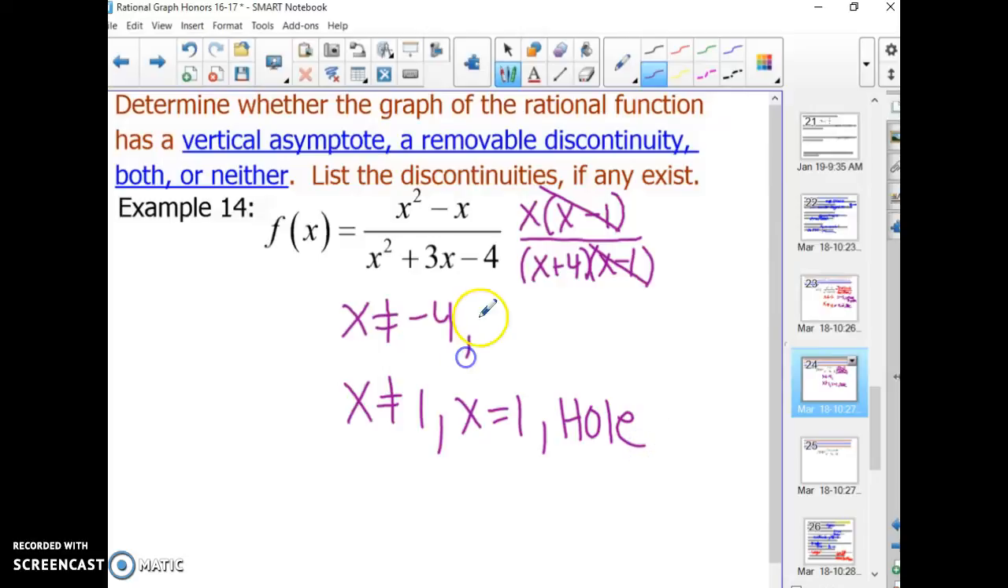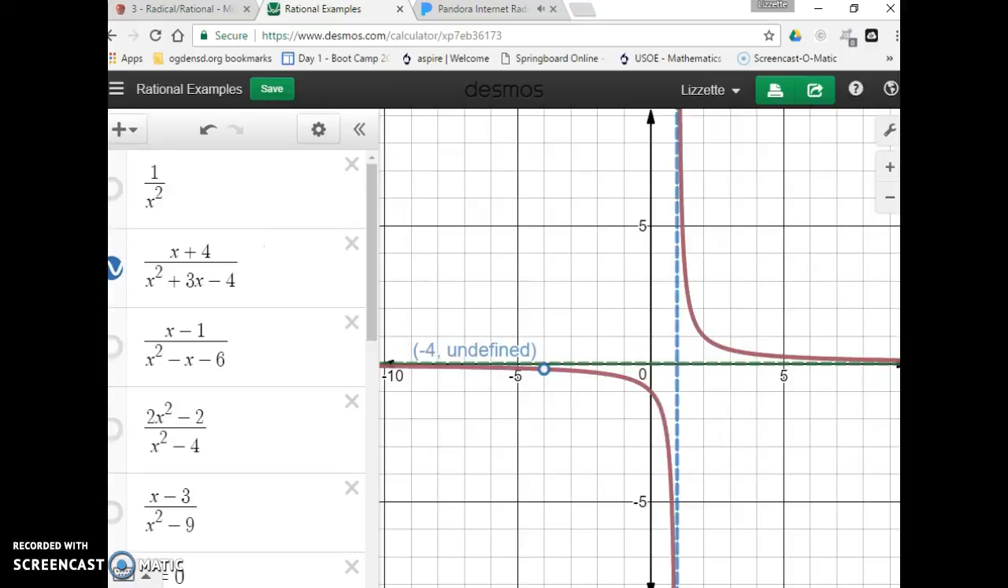When x is equal to negative 4, I'm going to have a vertical asymptote. I have this graph for us in Desmos. And in Desmos, you can see over at that negative 4 spot, it's the same thing. It's graphed right here, right? I have it undefined. So that's what one of those is going to look like. So I have this and I have that, and it's for that one right there.